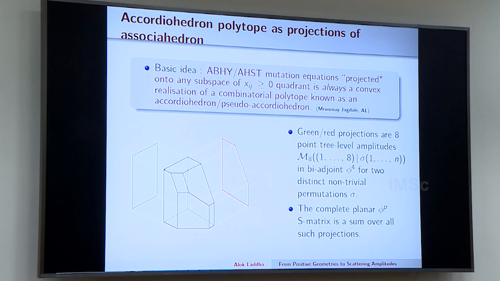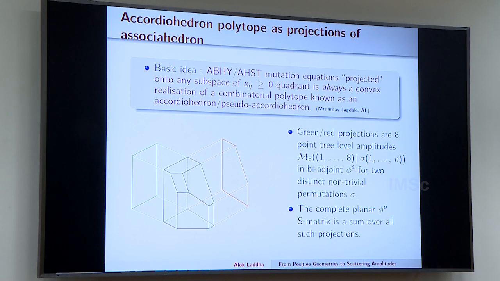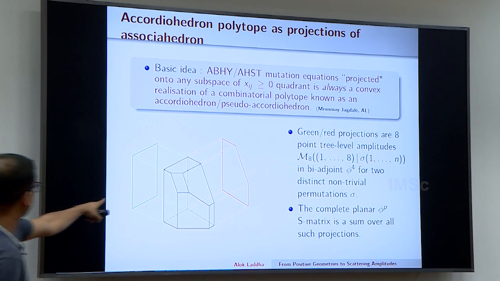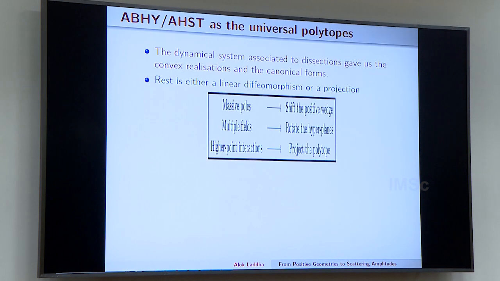And so here is an example of this projection. You start with your associahedra, as shown there, and that's a 3-dimensional associahedra, and you project it on one of these faces. So there are two possible projections I have shown. One is a square projection, and one is a pentagon projection. And these are polytopes in their own right. And it turns out they give us the 8-point amplitude in phi 4 theory. And we proved that the complete planar phi to the p S matrix is a sum over all such projections. So everything comes from ABHY or these AHST polytopes.